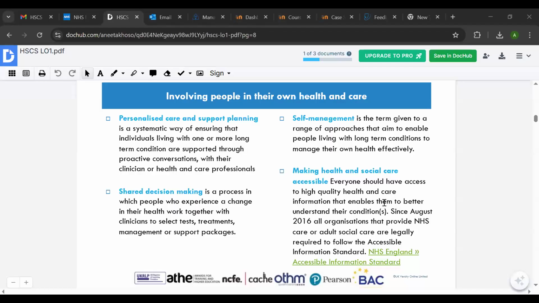So you will have to do some additional reading when you're going through the sessions because you have to do your assignment. Your assignment would require you to read extra to complete the assessment. Okay, so just have a look at it, where we try and make health and social care accessible to all.